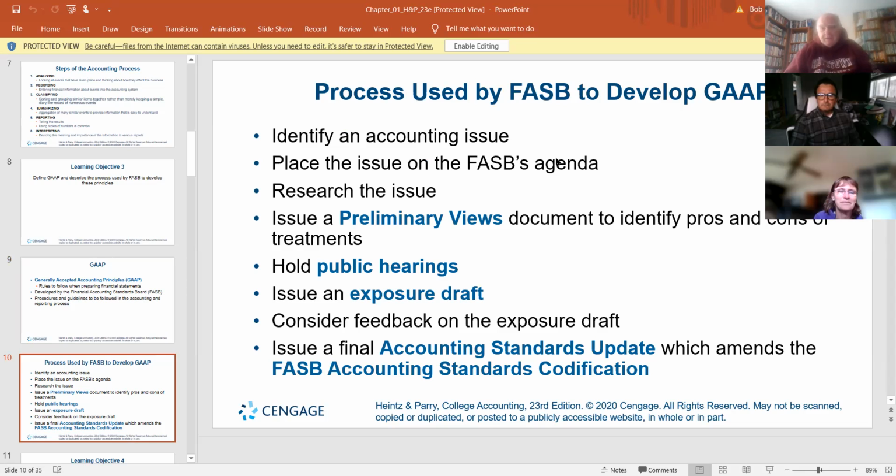What's the process used by FASB? They identify an issue that they think might be worth examining. They put it on their agenda and they research it, and they'll offer a preliminary view on it, a preliminary report. They might even have public hearings and then issue an exposure draft, consider feedback, and they would issue a final update standard, which amends the rule.